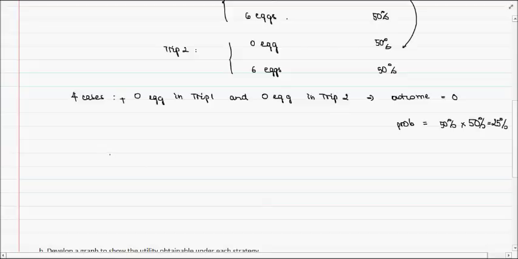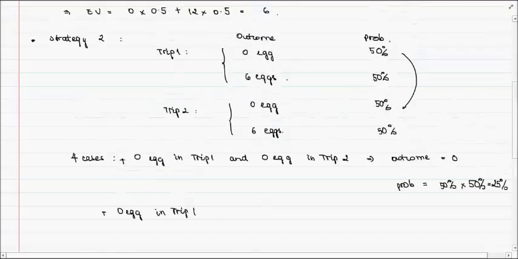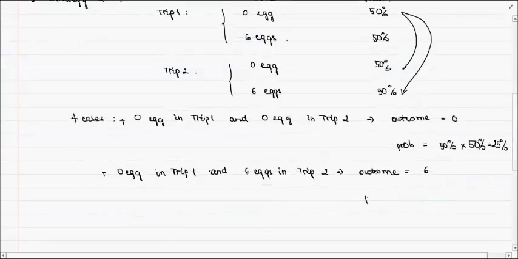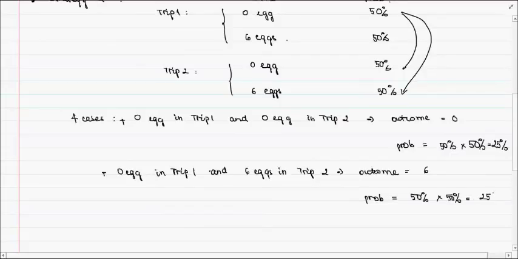Now case 2 is the second case, with 0 eggs in trip 1, which is here, and 6 eggs in trip 2. So the outcome in this case is going to be 6. We got none in the first trip, however we got 6 in the second trip, and the probability in this case again is 50% chance in the first trip, 50% chance in the second trip, so it's a 25% chance.